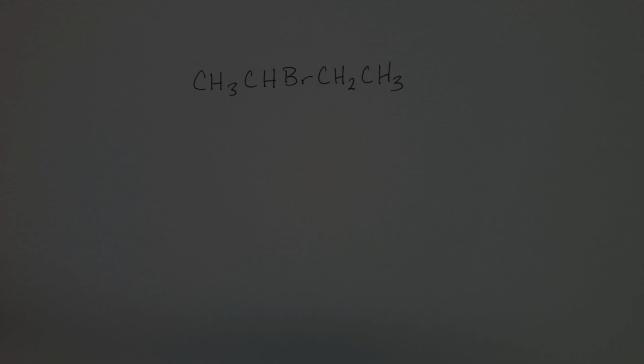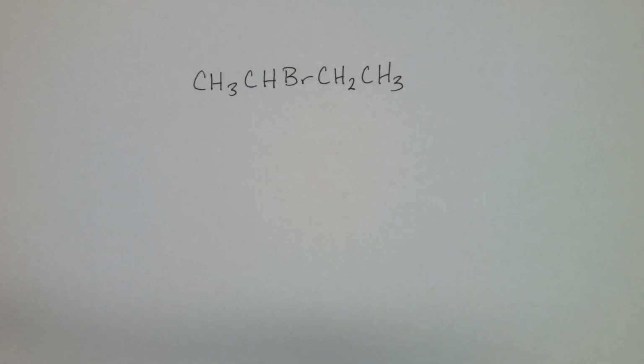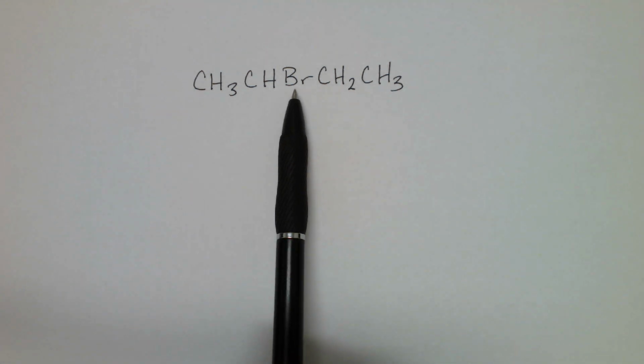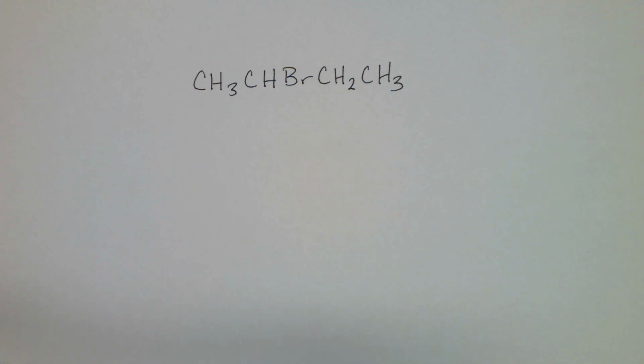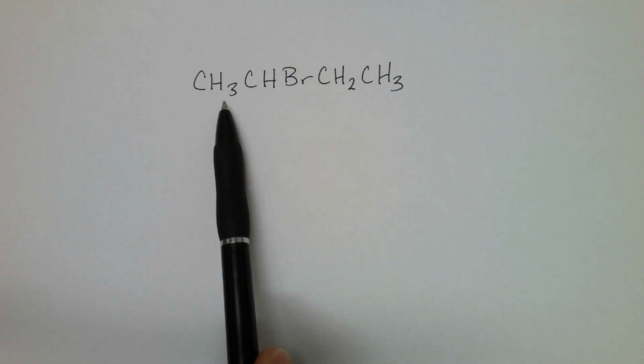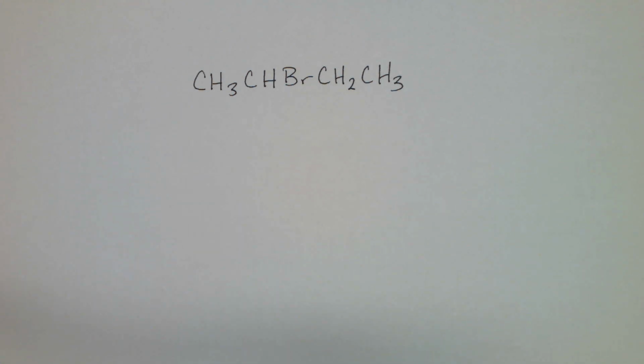I want to do at least one example where we highlight the alkyl halide, and that's the halide right here. It's a bromine. Halides are these halogens that are bonded to these hydrocarbon chains or bonded to these carbons. Fluorine, chlorine, and iodine are the other halides.